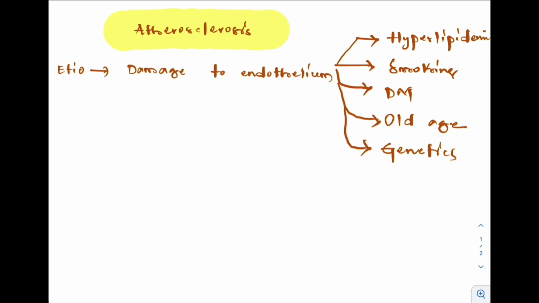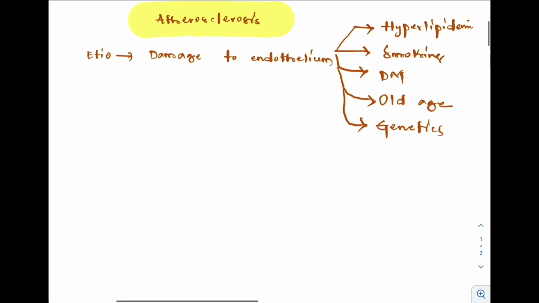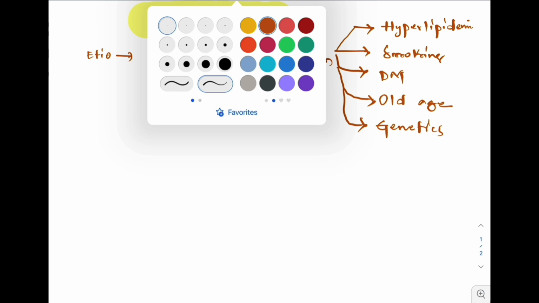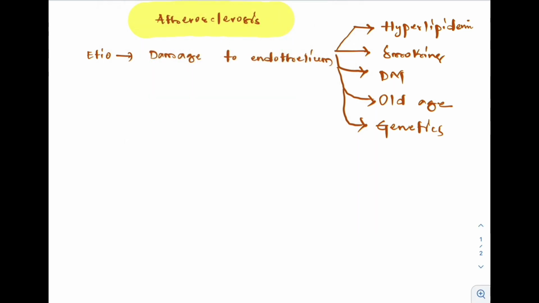All over the world, atherosclerosis is understood based on a hypothesis which is very popularly adopted. The whole pathogenesis is based upon that hypothesis, and that hypothesis is nothing but the response to injury hypothesis.